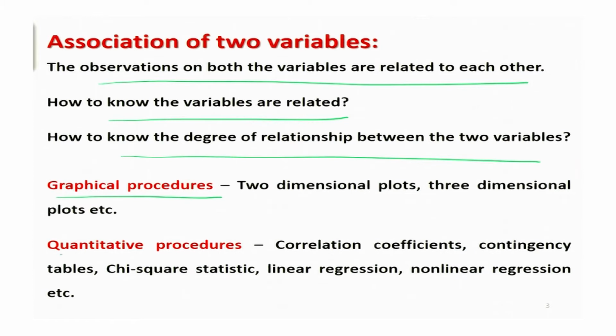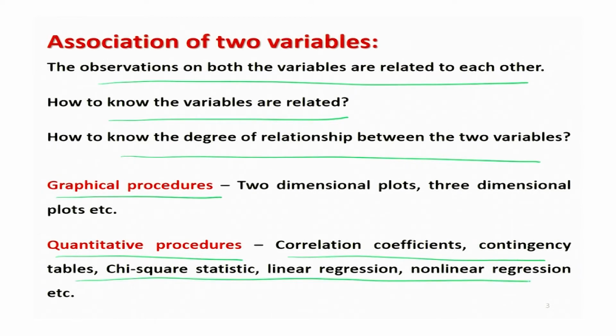To get answers to these questions, we have two types of procedures in statistics: graphical and quantitative. For quantitative procedures, we have the concepts of correlation coefficient, contingency tables, chi-square statistics, linear regression, non-linear regression, etc. But certainly we are not going to do that here. I am just telling you how the graphical and analytical procedures go together. Similarly, in graphics we have 2-dimensional plots, 3-dimensional plots, etc., through which we try to get an idea of how the variables are related to each other.